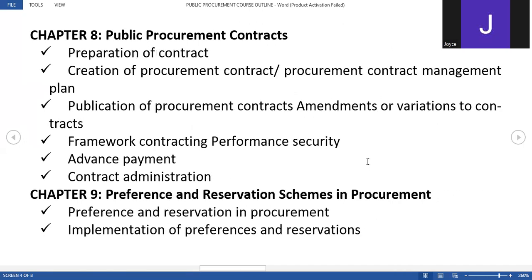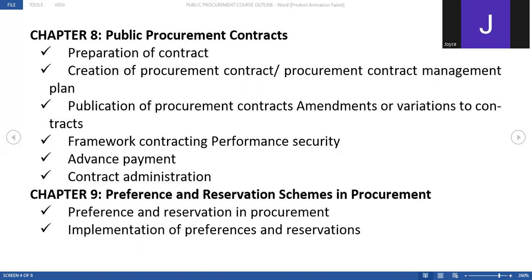Then chapter 8, we have public procurement contracts. So public procurement contracts are entered every day. And it is very important to understand how to prepare some of these contracts or how to create some of these contracts. Very, very important.